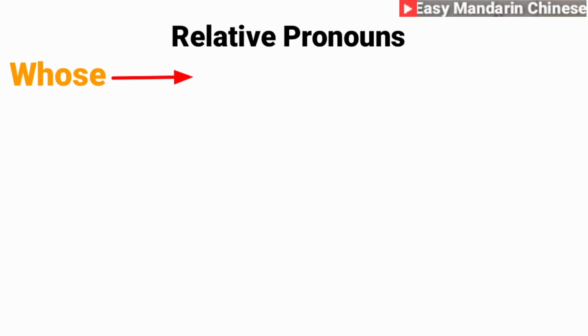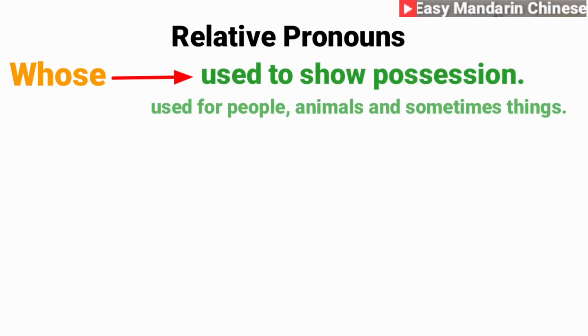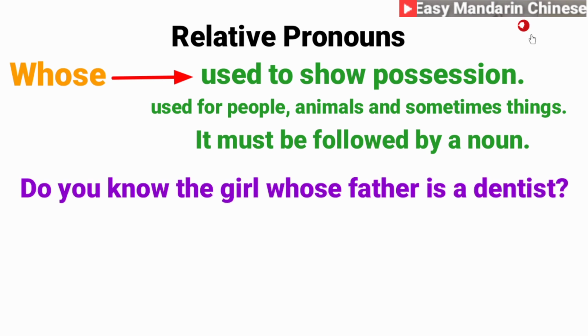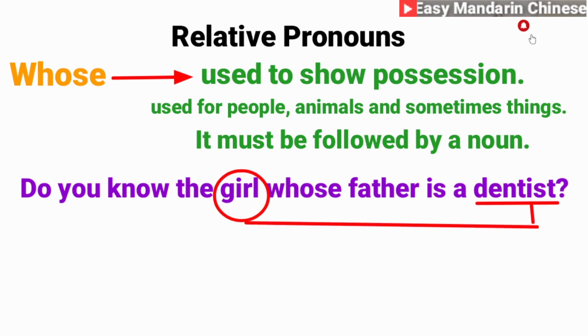Whose is used for possession. It's used for people, animals, or things. It must be followed by a noun. Do you know the girl whose father is a dentist? The dentist is the girl's father. So here, whose is used before the noun, in this case, father, instead of her father, to indicate possession.